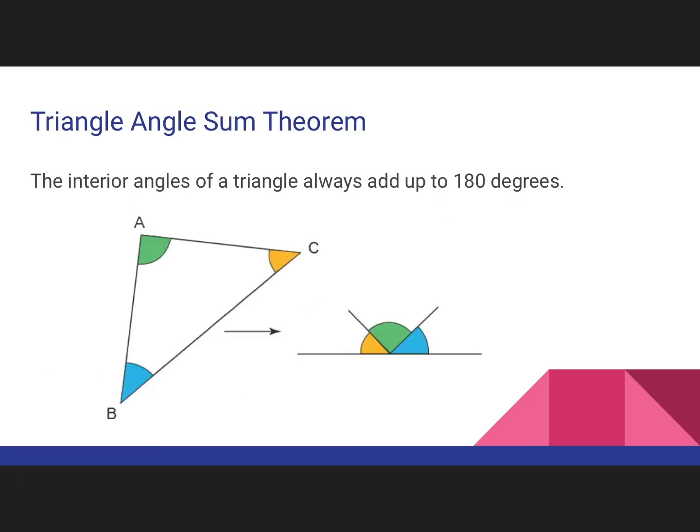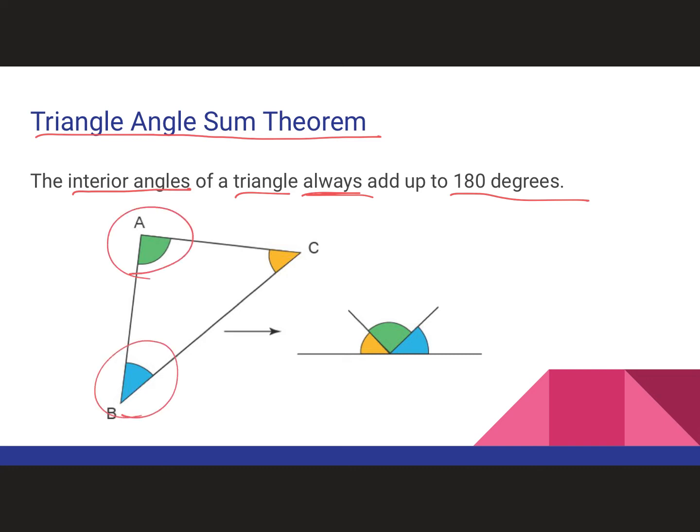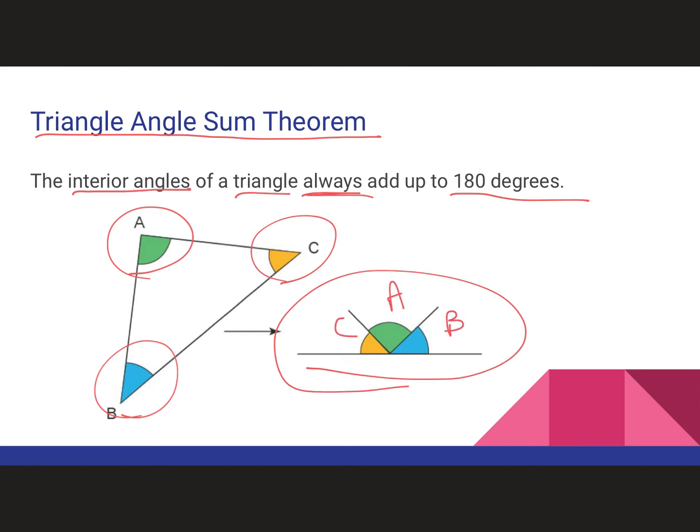Now, this one might be new. This is the triangle angle sum theorem. So, the interior angles, that just means the inside angles of a triangle, always add up to 180 degrees. If you take any triangle, angles A, B, and C will always add to 180 degrees. And if you take any triangle and cut those angles off and put them together, you could create a straight line, which is 180 degrees. So here's angle A, here's angle C, and here's angle B, so you can sort of see it. They will always, always, always make 180 degrees.